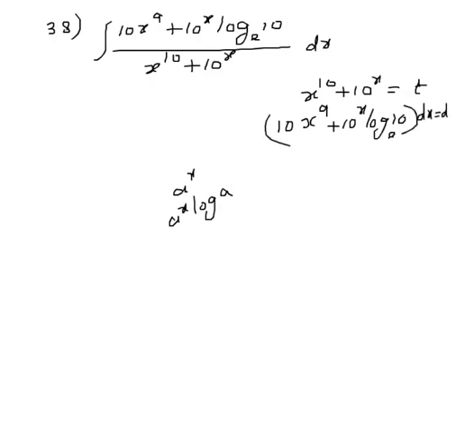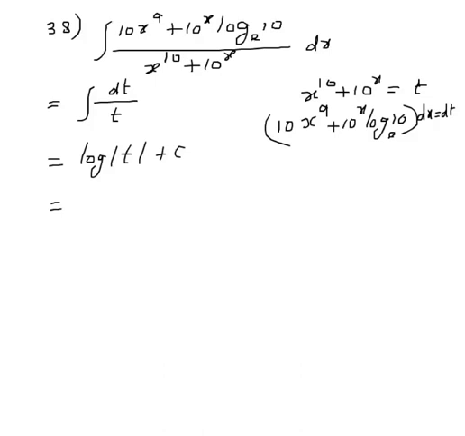dx is equal to dt. Exactly the same thing is there in the numerator, which becomes dt, and the denominator is t. Therefore, the answer is log of absolute value of t plus c, and substitute for t. Therefore, log of absolute value of x raised to 10 plus 10 raised to x and plus c. The correct option is D.